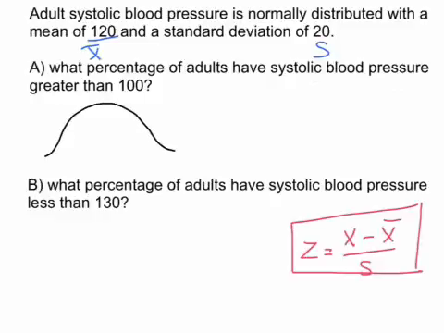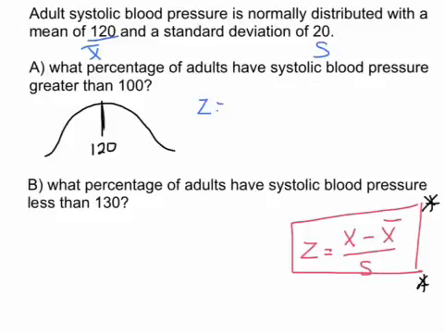So here's my chart, and here's my mean. If my mean is 120, then I need to figure out where my z-score is first to figure out where I'm placed on this chart. So I wrote down the z-score information, so let's go ahead and find the z-score.